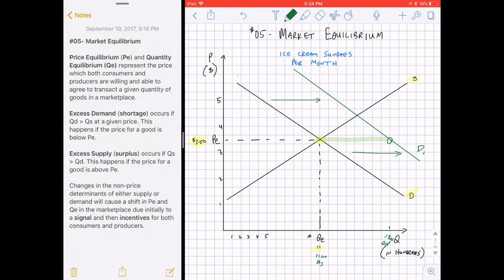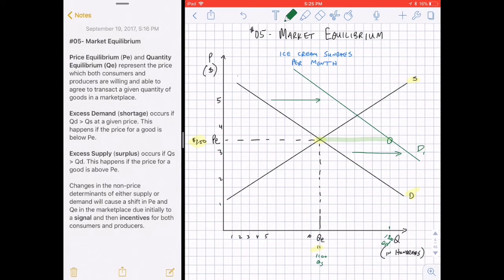If nothing else changes except this signal in the marketplace that there's now a heat wave, if only the signal changes, then there's going to be a huge shortage of ice cream sundaes being sold. There's only 1,100 available in the marketplace. Now, the factors that affect the shift in one of the two curves is a signal to the rest of the marketplace that something has changed.